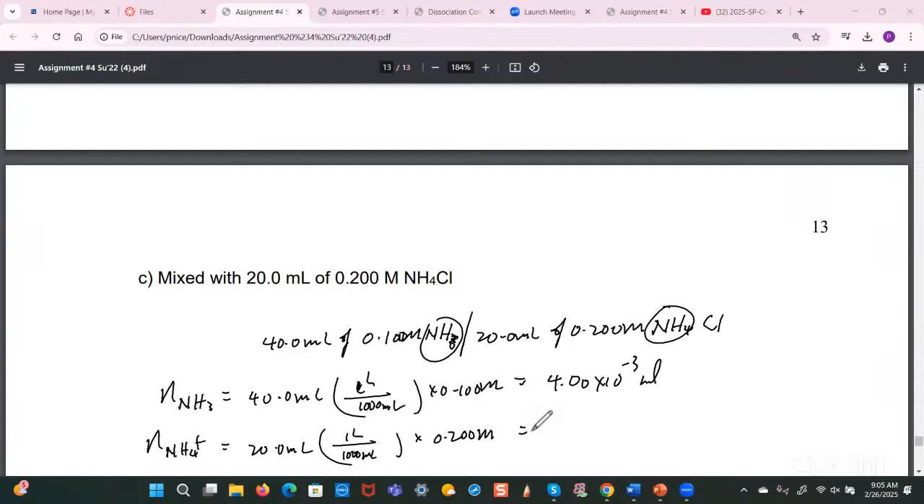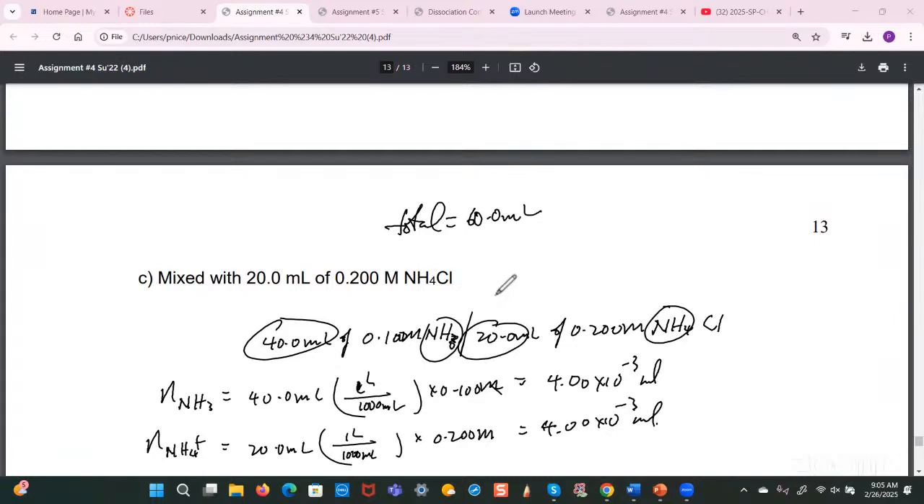That's also equal to 4.00 times 10 to the minus 3 moles, right? Now, they said that the initial volume was 40 mL of the previous solution, and you're adding 20 mL to that, so the total volume is equal to 60.0 mL, right? Now, here's the thing. Normally I would require that you calculate the concentration of each of these, but guess what? Because this is the same as this, right?